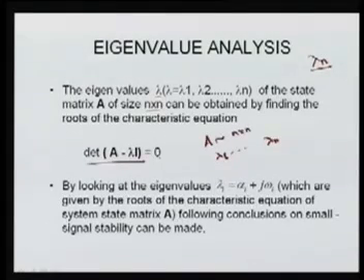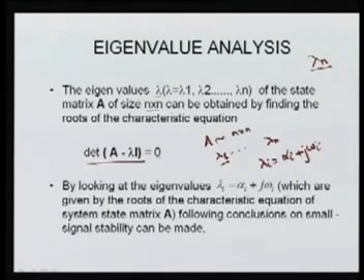The eigenvalues may be real, or they may be complex. So normally let us represent any eigenvalue lambda i as having a real component alpha i plus j omega i component, which are given by the roots of this characteristic equation of the system state matrix A.